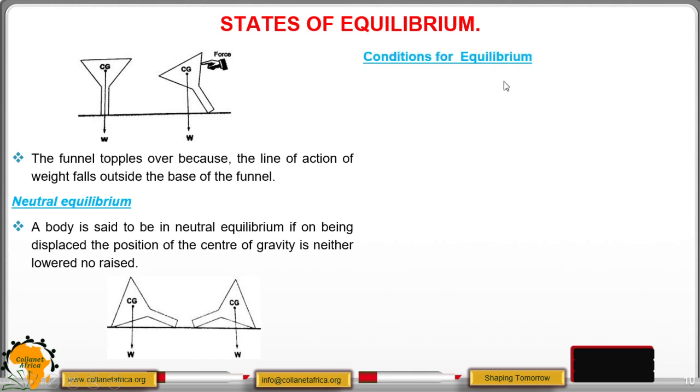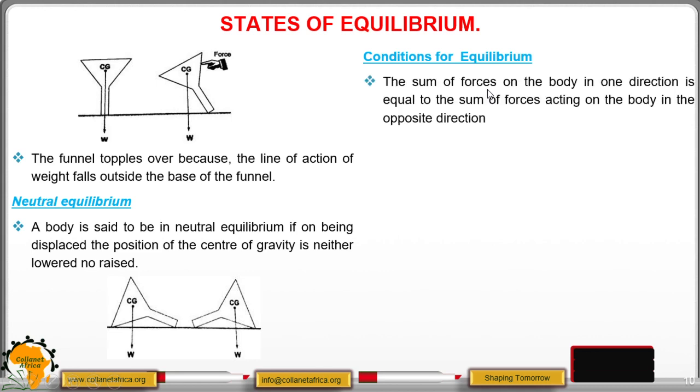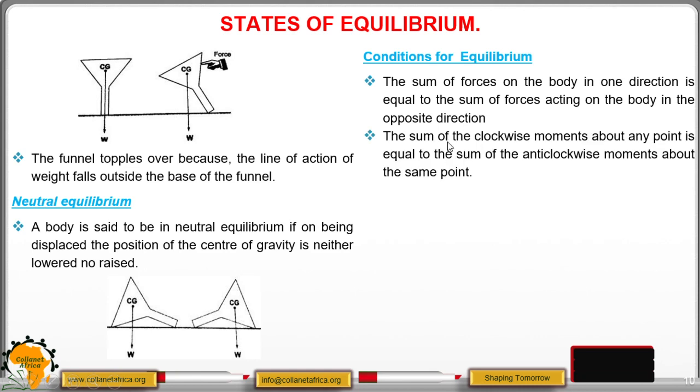Then we have conditions for equilibrium. A body will always balance if the following conditions are met. One, the sum of forces on the body in one direction is equal to the sum of forces acting on the body in the opposite direction. Two, the sum of clockwise moments about any point is equal to the sum of anticlockwise moments about the same point. This is the principle of moments. So it means that the principle of moments is one of the conditions for balancing of a body.